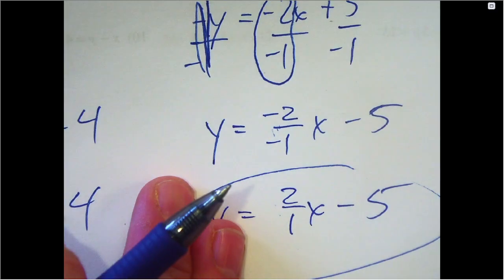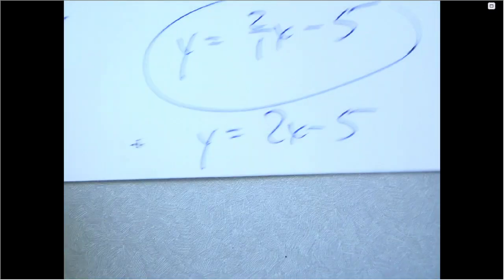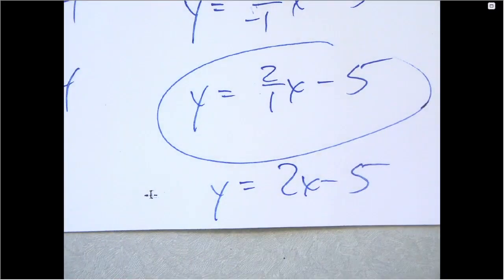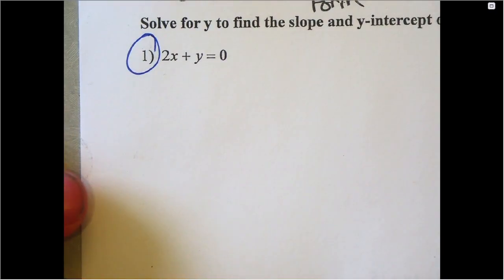Yes, ma'am. Oh, yeah, that's another one. You could just do that. I put 2 over 1 because I'm thinking of slope as a fraction and I'm trying to keep it that way, but that's not wrong. How many got to that before I did? Nice.